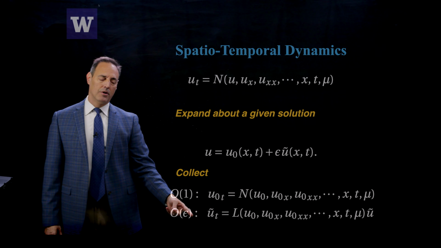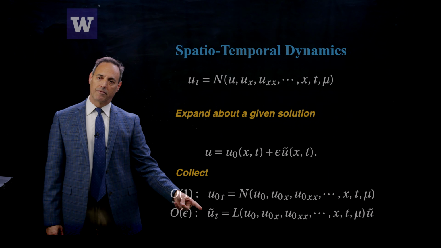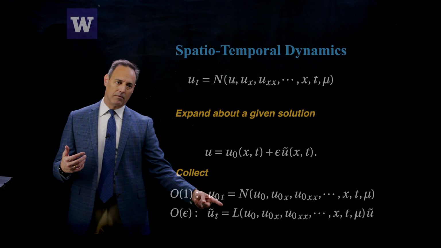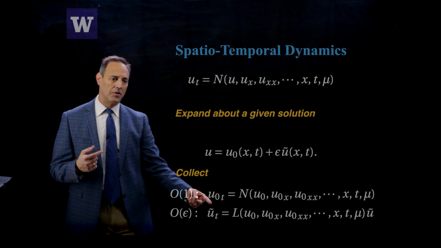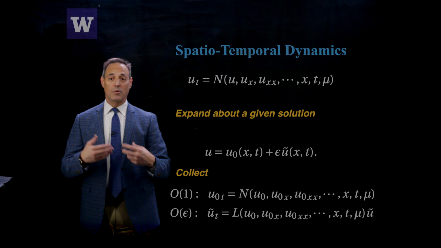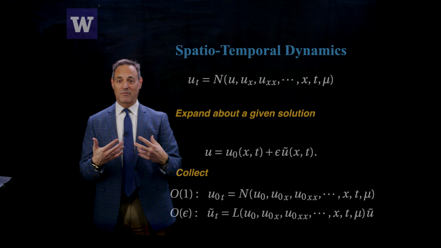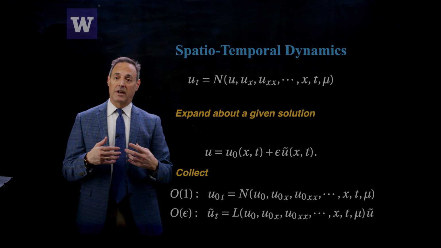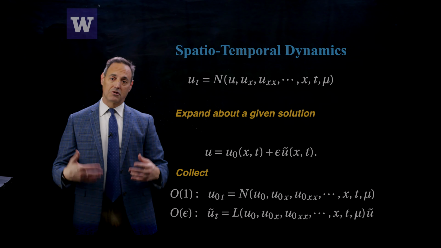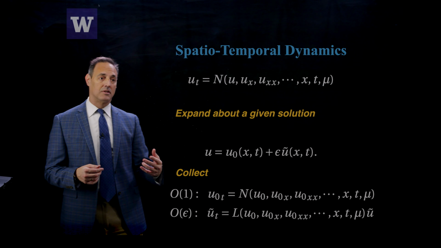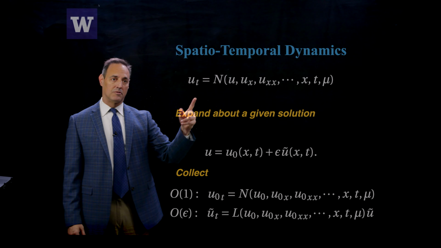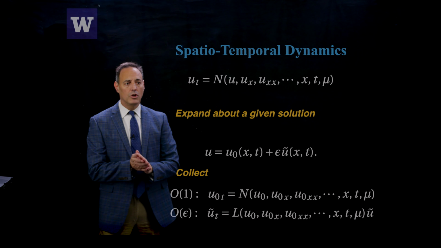At next order, you get the evolution equation for U tilde. And notice that because this is a perturbation expansion, the evolution dynamics is linear. So the L operator, we've been talking a lot about these differential operators, I now have one here, L. And so the characteristics of that linear operator are going to determine quite a bit of the dynamics that I would expect to see in this spatial temporal system. So that's what we're doing here.